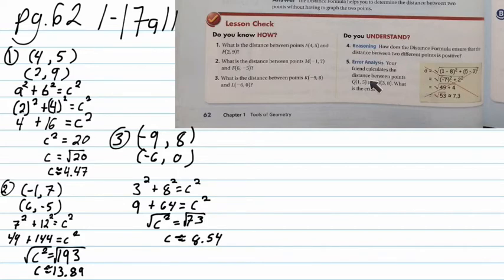Okay, number 4 and 5, I'm not going to write these down. Make sure we're listening to the explanation. How does the distance formula ensure distance between two points are positive? How does it ensure that they're positive?